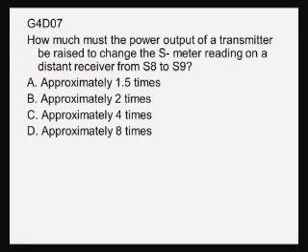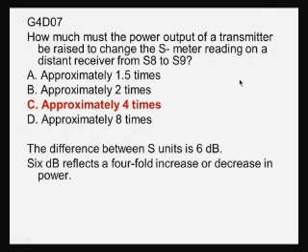How much must the power output of a transmitter be raised to change the S meter reading on a distant receiver from S8 to S9? Okay, the signal strength change from one S reading to another is about 6 dB, which corresponds to about 4 times the power. So you would have to quadruple the power of your distant transmitter to raise your signal strength from S8 to S9.